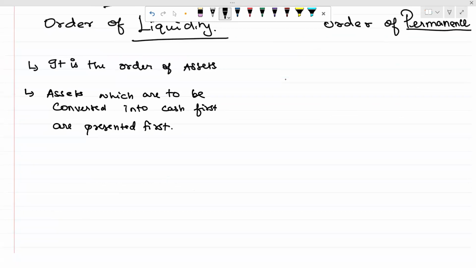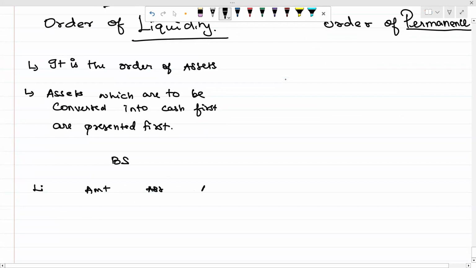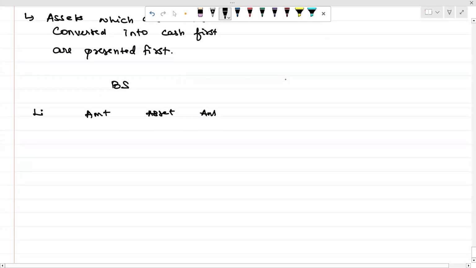How? I will show you. This is a balance sheet. You can take the liabilities also. This is the liabilities amount, and this is the asset amount. Correct?